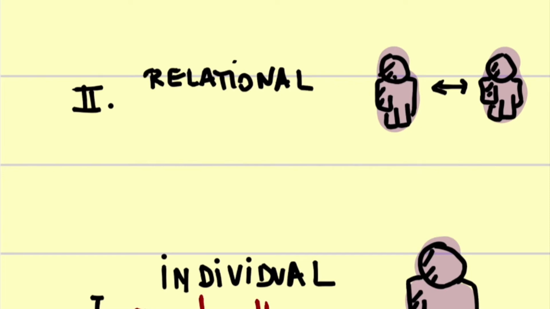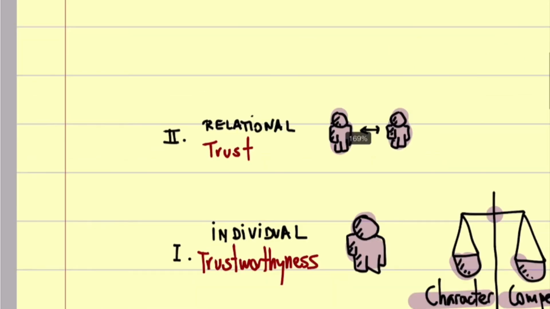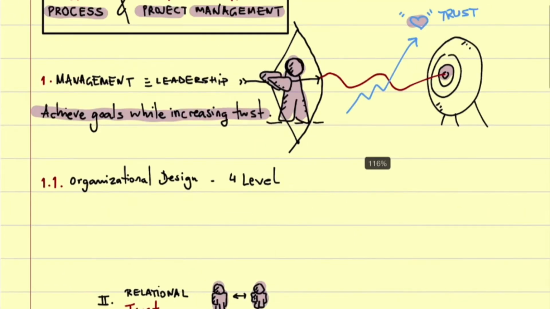So the next level is trust. In any relationship, you need trust. Remember, we're talking about management as achieving goals while increasing trust. So that's why we're talking about trust.